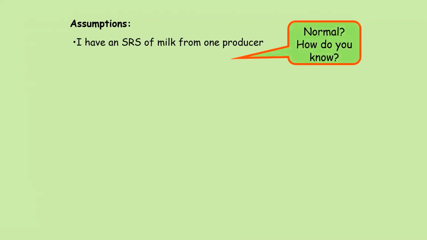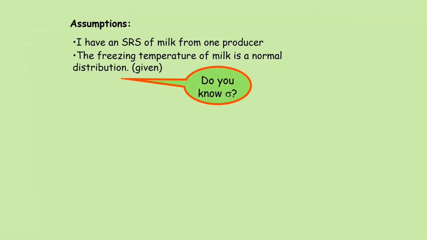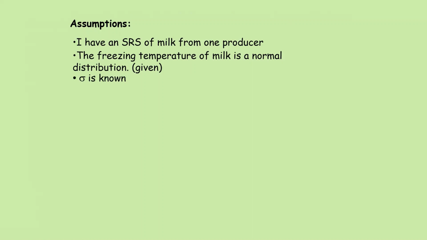So we got to start with assumptions. So what are our assumptions? Does it have the word SRS? It says I have an SRS of milk from one producer, so that is check. Is it normal? It says it is given a normal distribution, so normal given, check. Do we know our population standard deviation? Population standard deviation is known. We have a sigma. So we can proceed, since sigma is known, with a hypothesis Z test.